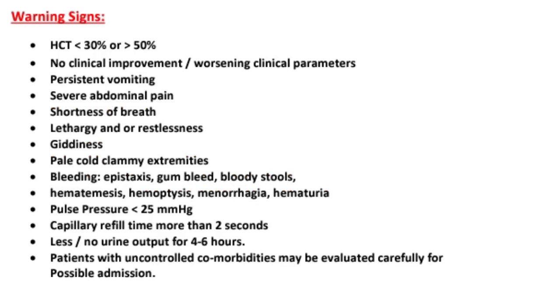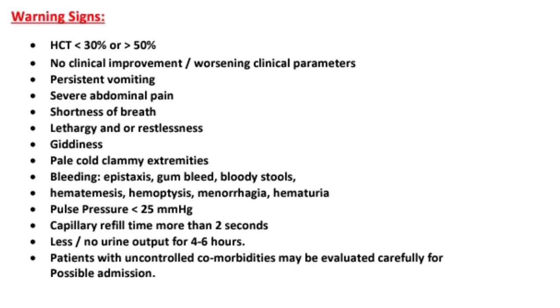And the warning signs are hematocrit less than 30% or more than 50%. Low hematocrit means bleed, and high hematocrit means leakage of fluid. No clinical improvement or worsening of clinical parameters, persistent vomiting, severe abdominal pain, shortness of breath, lethargy or restlessness, giddiness, pale cold clammy extremities, bleeding such as epistaxis, gum bleed, and bloody stools, hematemesis, hemoptysis, menorrhagia, hematuria, pulse pressure less than 25 millimeter of mercury, capillary refill time more than 2 seconds, and less or no urine output for 4 to 6 hours.